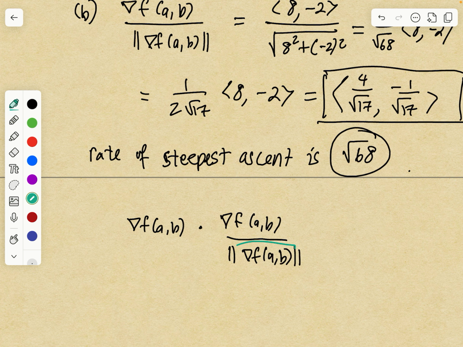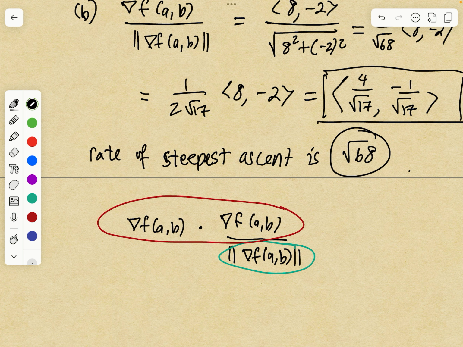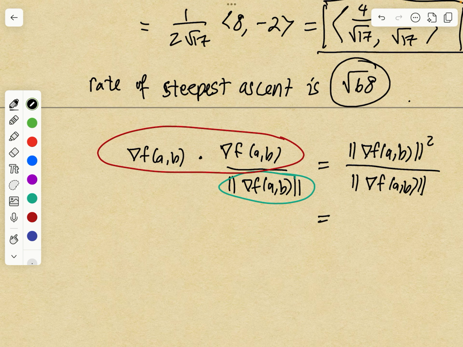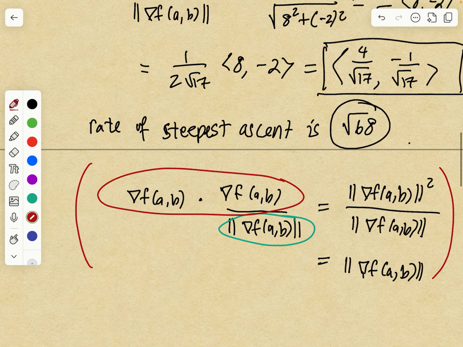This thing is a constant, and you have the dot product of this vector with itself, and that's going to be equal to the magnitude of this vector squared. And then you have the magnitude of the gradient at the bottom, and when you divide, you can cancel out the magnitude of the gradient from top and bottom, and you're just left with the magnitude of the gradient. So that explains why the rate of steepest ascent is the magnitude of the gradient. This is just an aside, just a review.